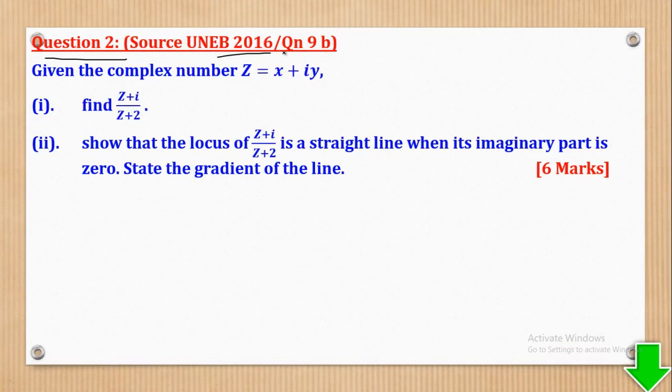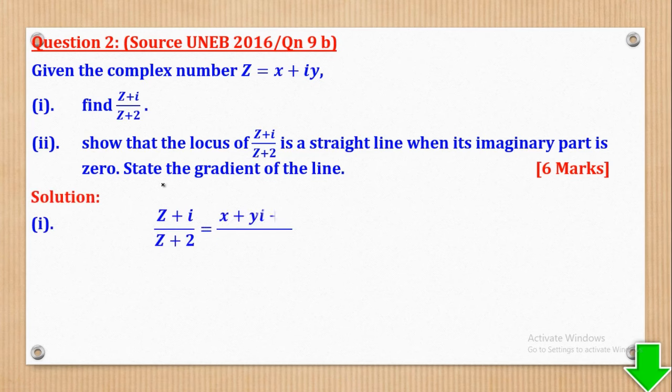Then question 2 came from UNEB 2016, paper 1, question 9b, and says given that the complex number z given that complex number, Roman 1 find this, and Roman 2 show that the locus of this is a straight line when its imaginary part is 0. So in other words, purely real. And state the gradient of the line. So let's start with Roman 1.